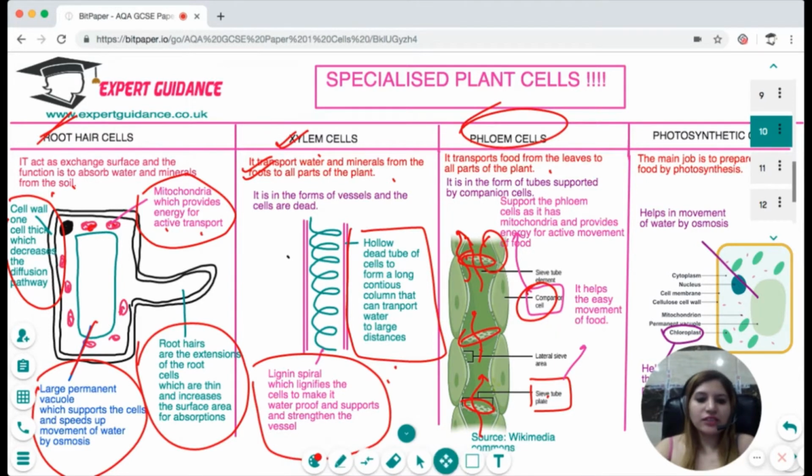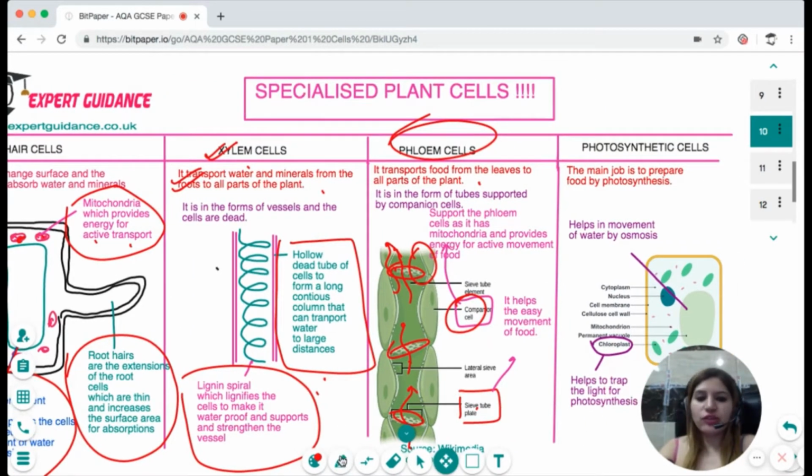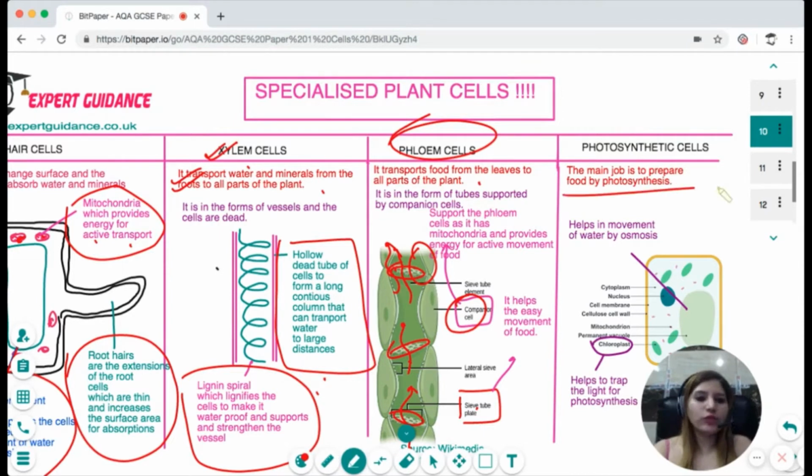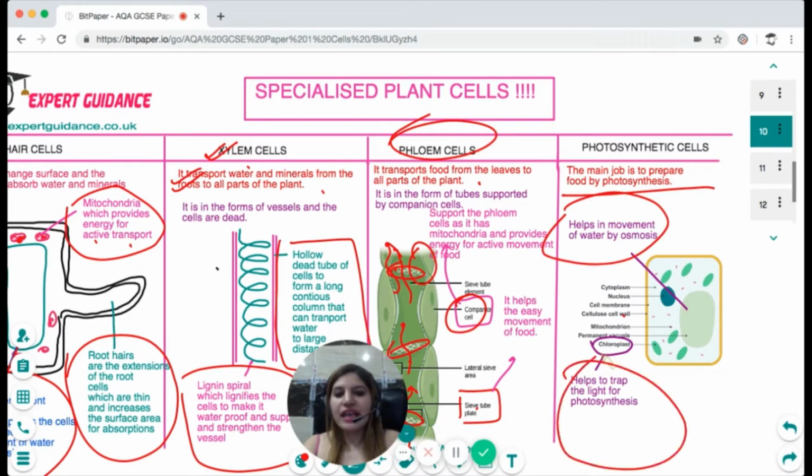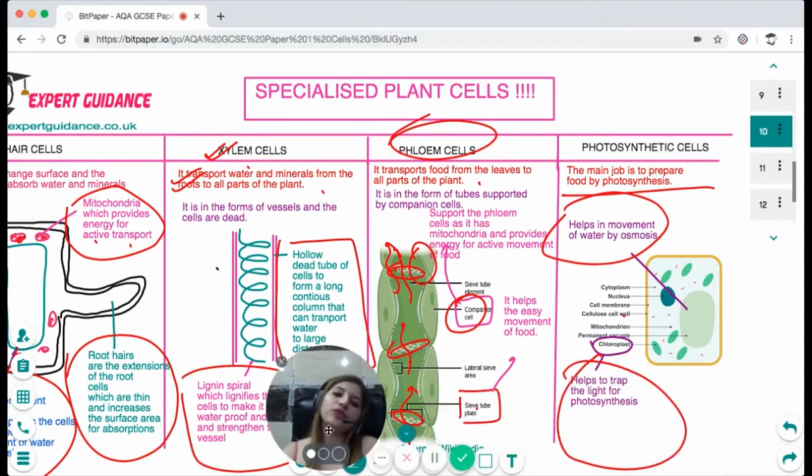The last is the photosynthetic cell. The function of the photosynthetic cell is to prepare food by photosynthesis. So it has a large vacuole which helps in the movement of water by osmosis. It has loads of chloroplasts that help it to trap light for photosynthesis.